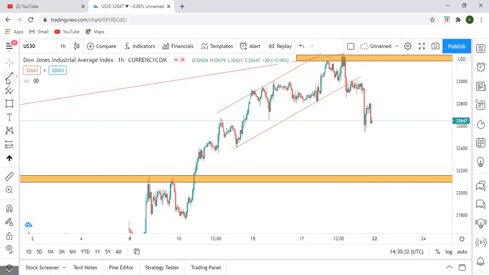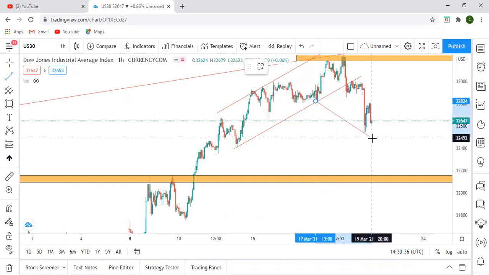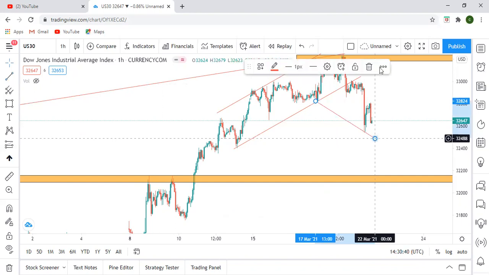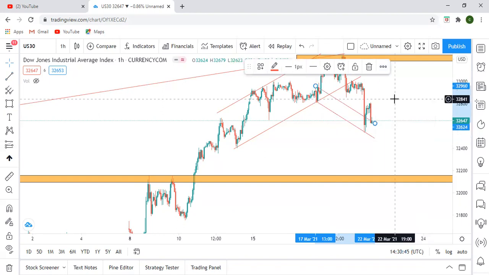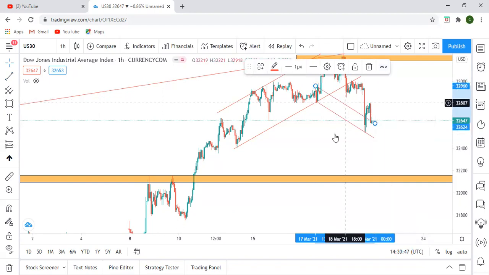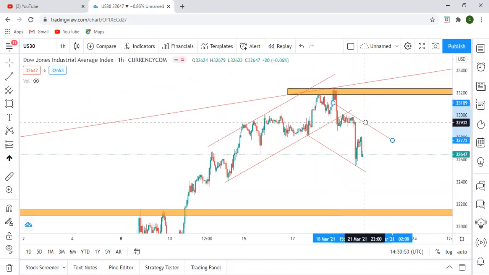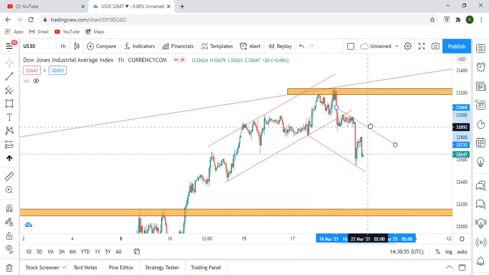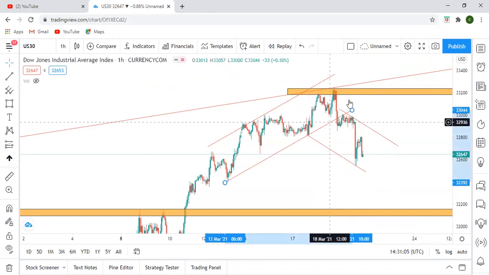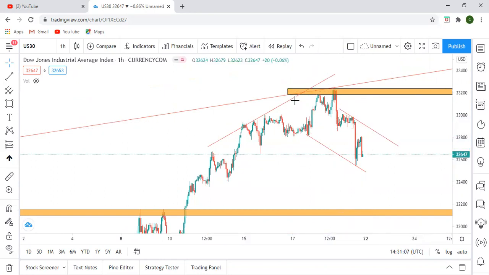So what I see is this. So I see something like this in the market. So let's take our trend line and then put it somewhere here. Let's put it here. And then if we broke our trend line, let's delete this.